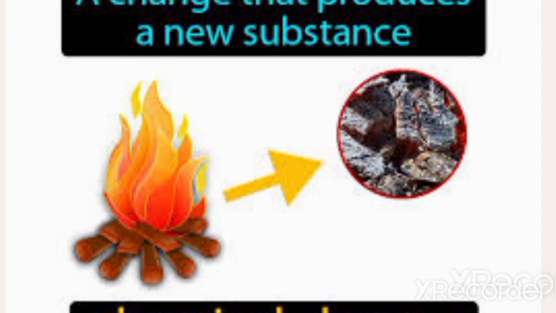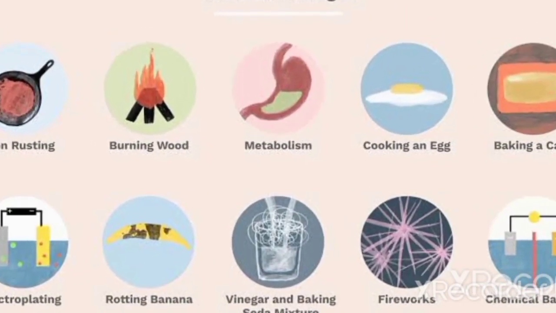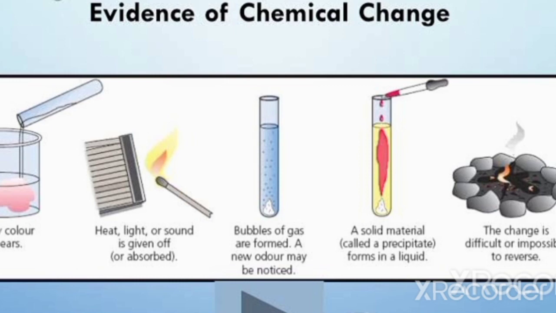The chemical change is a type of change that produces a new substance. In this type of change, a new substance is automatically formed. For example, when iron rusts, when you burn wood, it turns into ashes. When we eat food, it digests and gives us nutrients. When you cook an egg, and so on.